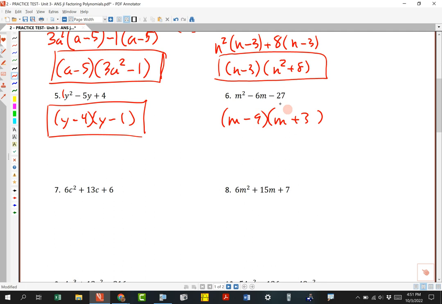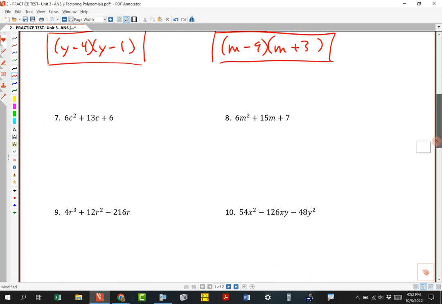They're going to multiply to be a negative, and if they multiply to be a negative, one has to be negative, one has to be positive. And then if they combine to be a negative, the bigger one has to be negative. So we've got m minus 9 and m plus 3. Take a look at this next one down here.